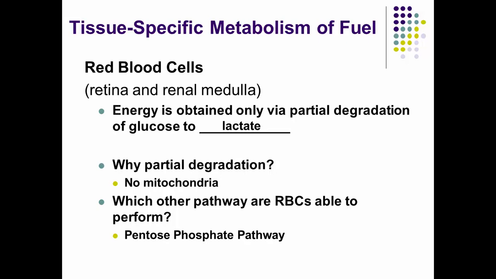And this you guys all know, right? Which other pathway are red blood cells able to perform? The pentose phosphate pathway, right? So again, just to remind you, in the red blood cells, glucose is only metabolized through the glycolytic pathway and produces lactate, right? So that's why the red blood cells are one of the major contributors to circulating lactate.